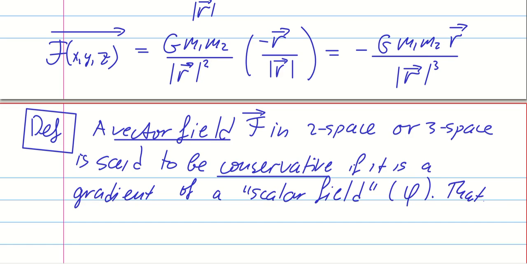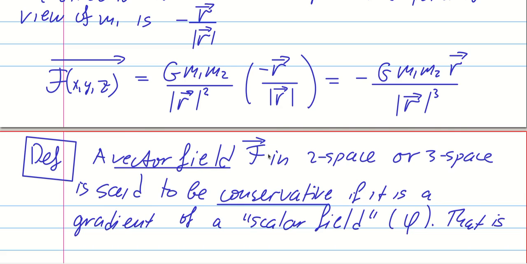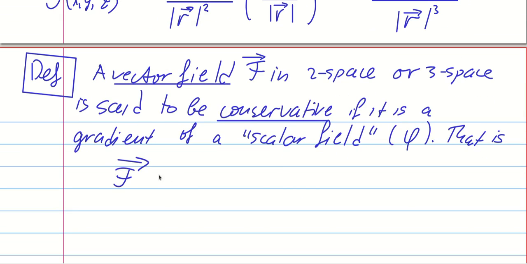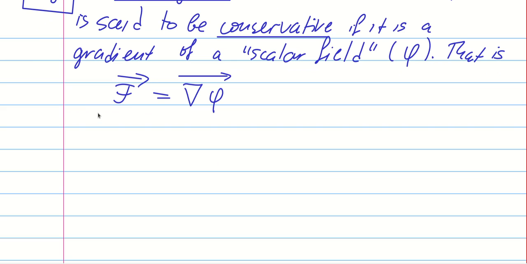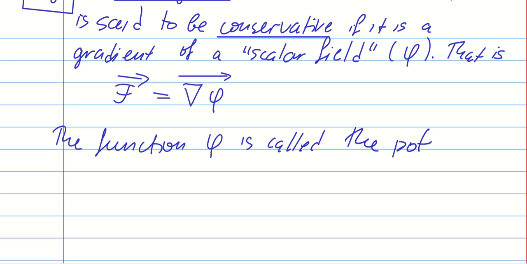So what do we mean by this? We can say that if we can define F to be equal to the gradient of phi, then the function phi is called the potential function for F. All right.